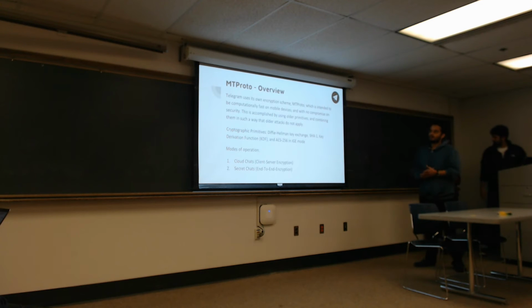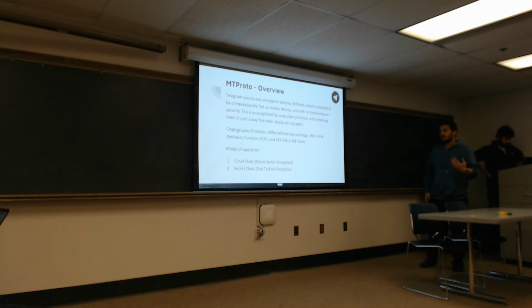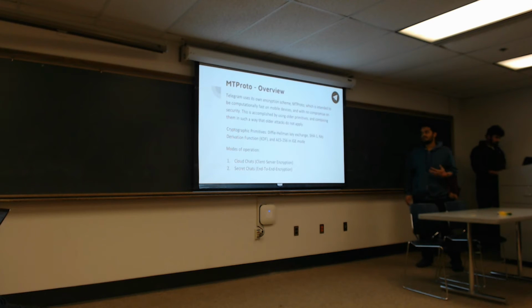So let's talk about the protocol being used, called MT Proto. Telegram uses its own encryption scheme called MT Proto, which is meant to be computationally fast on mobile devices with no compromise on security. This is accomplished by using older primitives and by combining them in such a way that older attacks do not apply. So there are multiple primitives used, which are Diffie-Hellman key exchange, SHA-1, a key derivation function, and AES-256 in IGE mode. Now, as you look at this, you would realize some of these primitives are really old and broken.